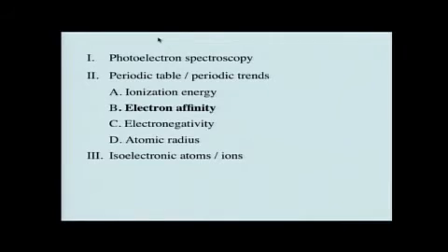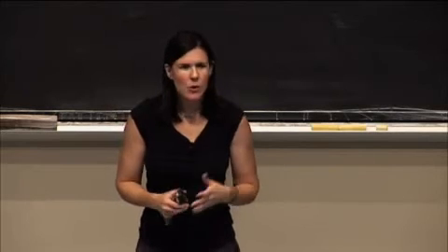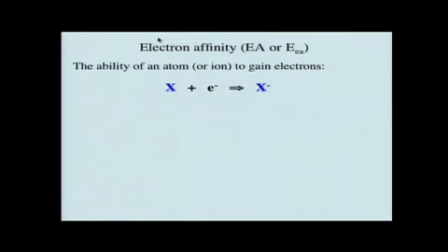So let's talk about another periodic trend. This one is called electron affinity. Electron affinity is the ability of an atom, or we could also talk about an ion, to gain electrons. So it's the affinity it has for electrons. It's how much it likes to get an electron.